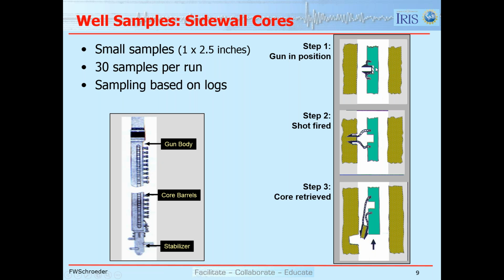Here's the tool on the drill stem. The yellow would be the formation on either side. An explosion occurs. It fires the little plug into the formation. It captures some of the sediment or rock. And then when they pull the drill stem up, they get that little sample of rock as well.